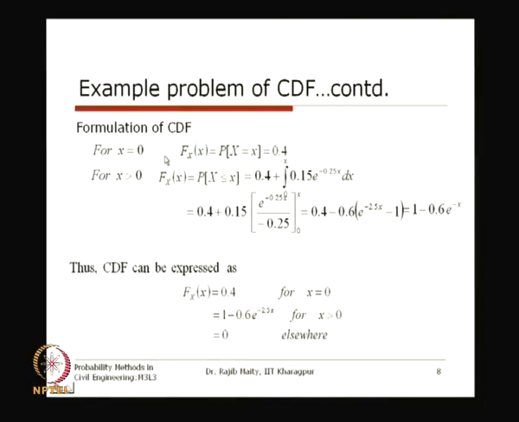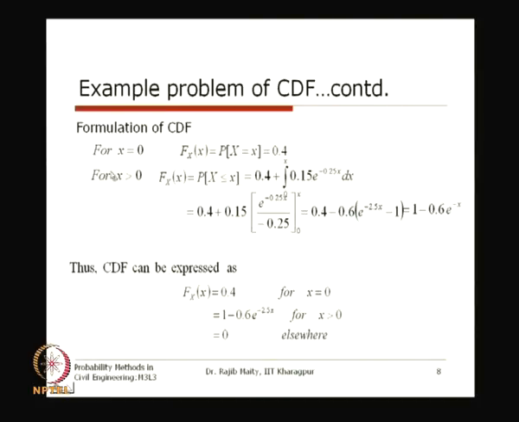Now if I want to get the CDF, the cumulative distribution function, for x equals 0, F(x) is exactly 0.4. For x greater than 0, F(x), which is the probability that X is less than or equal to x, should equal the concentrated mass at x equals 0, which is 0.4, plus the integration from 0 to that point x of this function. If we do these few steps, we get the distribution function for x greater than 0 as 1 minus 0.6 e^(-x).